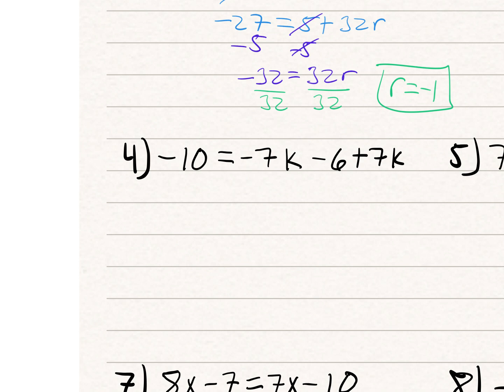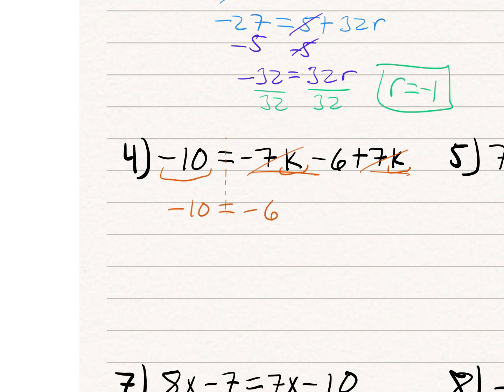Number 4, we can combine like terms, right? So again, you're looking on one side of the equal sign. This side, you can't combine anything, but on this side, you can combine a negative 7k plus 7k, right? They both have a k in front of them, right? So a negative 7k plus 7k is going to become 0, right? So that just goes away. So we're left with negative 10 equals negative 6.